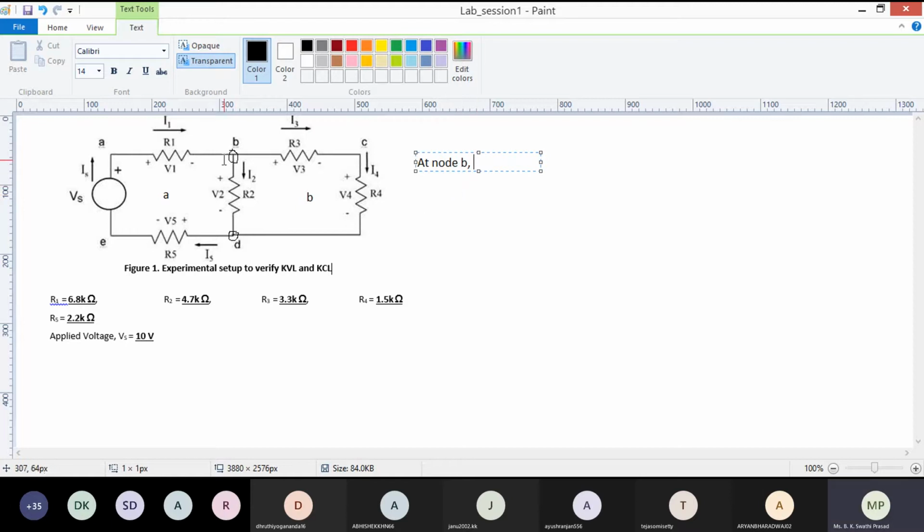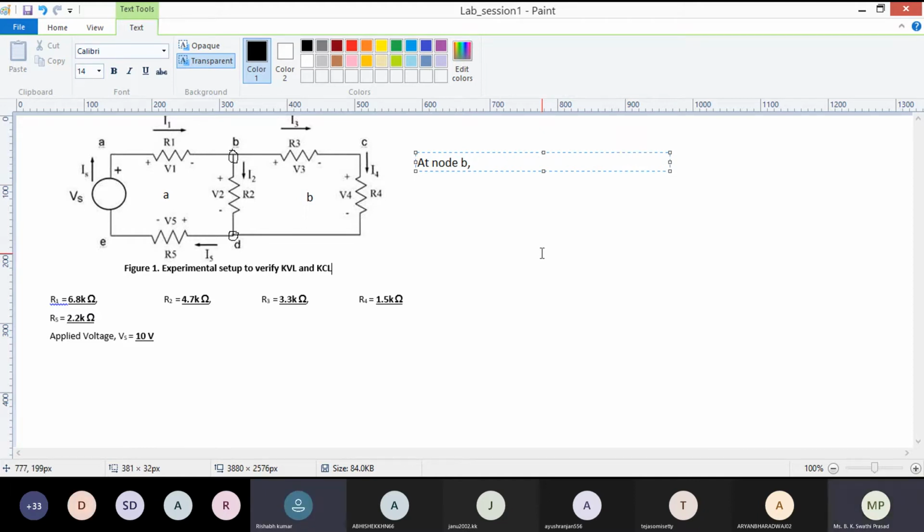Which of the currents are coming in and going out of node B? I will pick one person to answer this question. Rishabh Kumar, are you there? Yes, ma'am. Now you tell me, at node B, which are the currents entering and which are the currents leaving? Ma'am, I1 is entering and I2 and I3 are leaving.